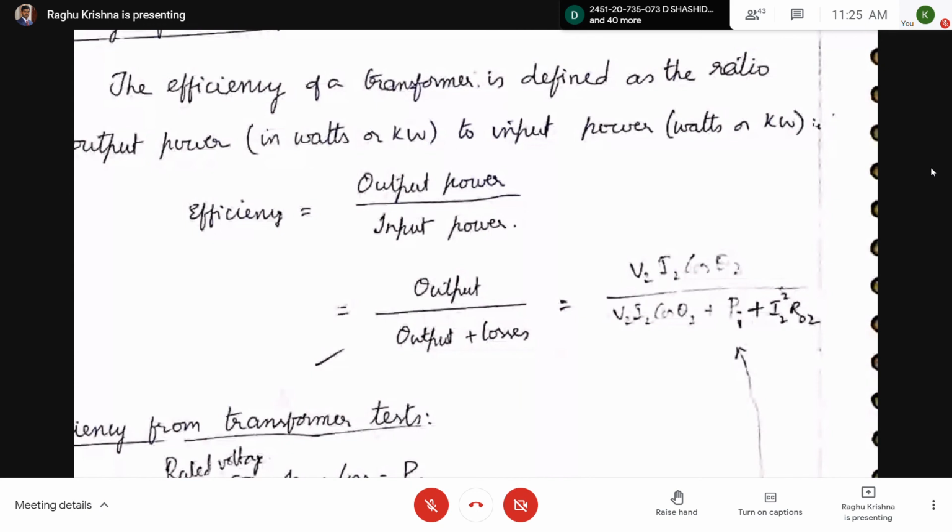Output power is equal to V2 I2 cos phi 2. Losses equal iron losses plus copper losses. Iron losses consist of eddy current losses and hysteresis losses, which are constant and depend upon the voltage. So losses can be written as Pi plus I2 square R02, where Pi is the iron loss and I2 square R02 is the total copper losses.